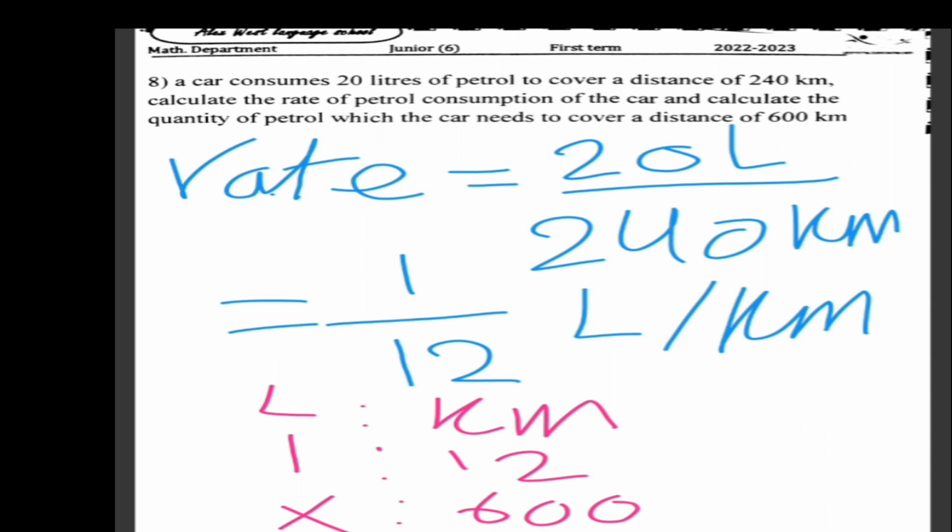So now I need to get the value of x. So x now will be equal to 1 times 600 over 12. So the value of x, or the number of liters, will be 50 liters.